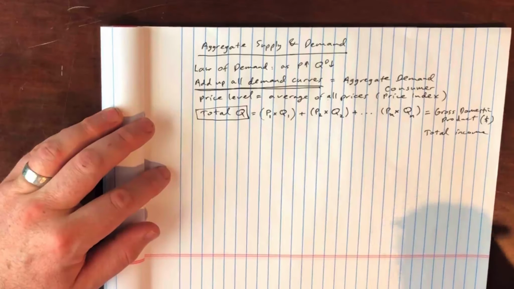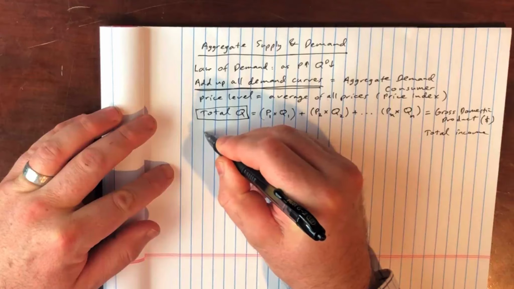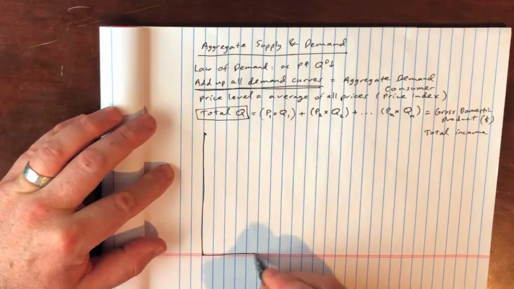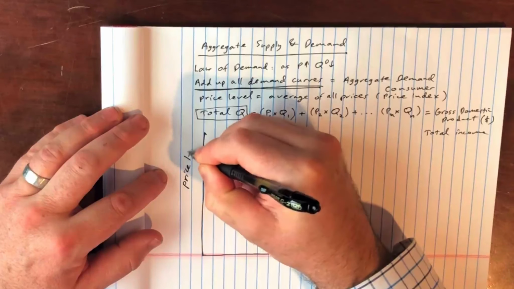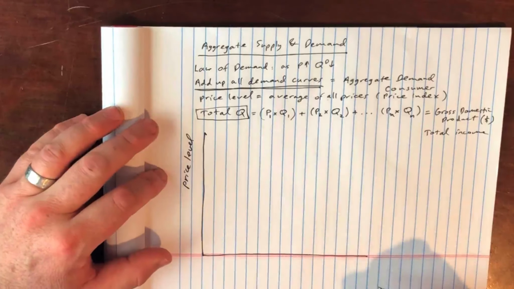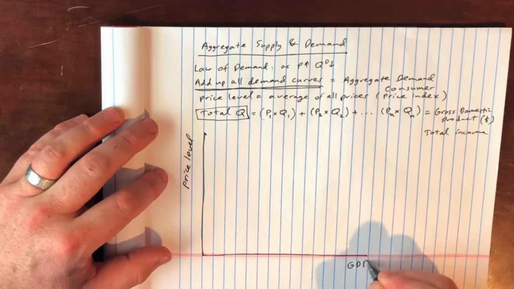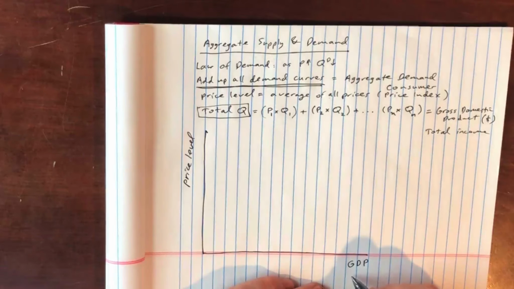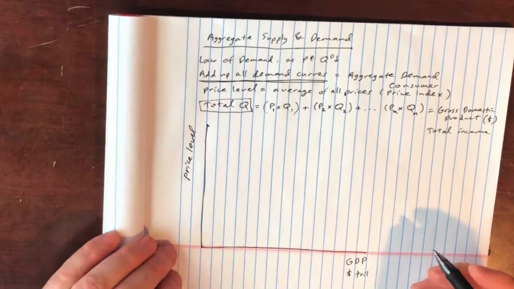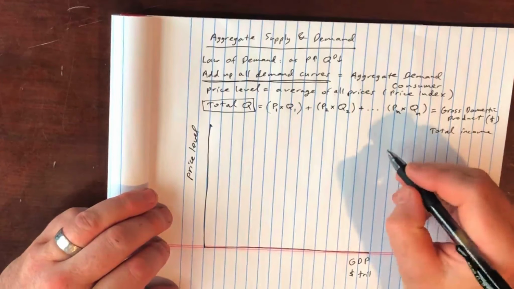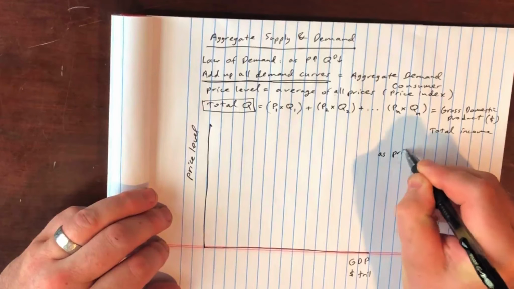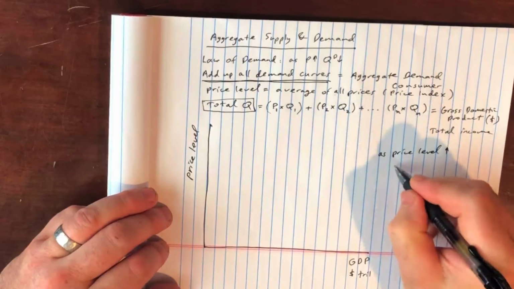All right, so we're going to make now a supply and demand graph like so. And on the vertical axis, we're going to put the price level. And on the horizontal axis, we're going to put GDP. And that's measured in, let's say, trillions of dollars. All right. So to get the aggregate demand curve, we assume that as the price level increases, that the total aggregate demand falls.